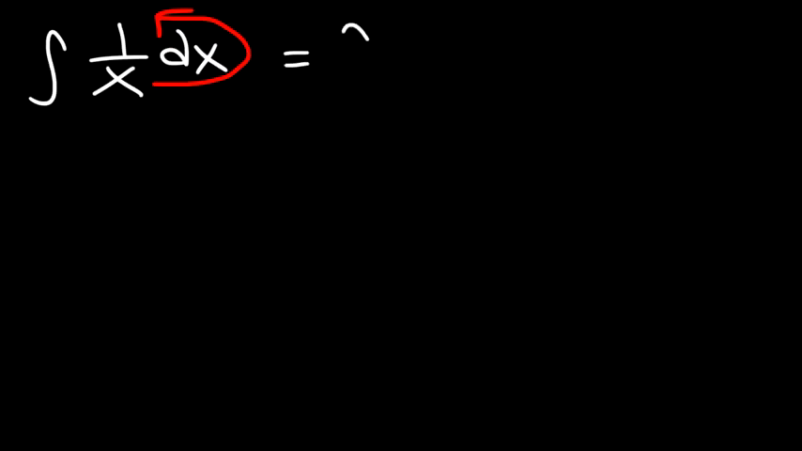Now, what is the antiderivative of 1 over x? Go ahead and try that problem. Now, if we try to approach this problem like the other problems, instinctively we may decide to move the x variable to the top. And this will give us x to the negative 1.